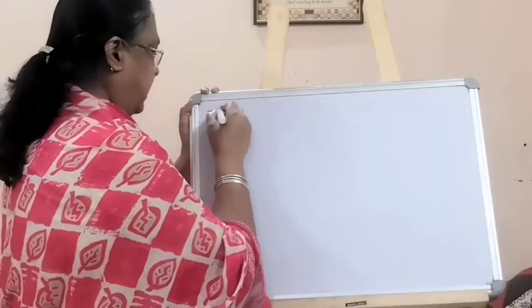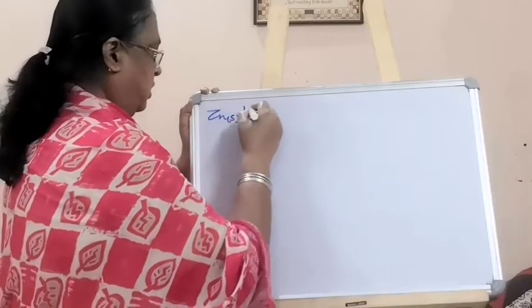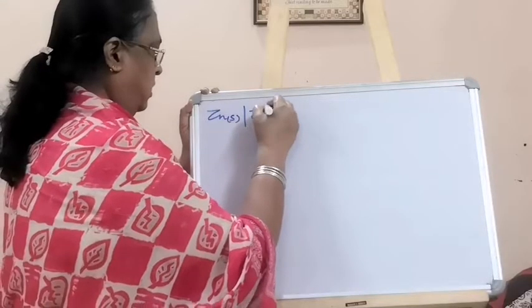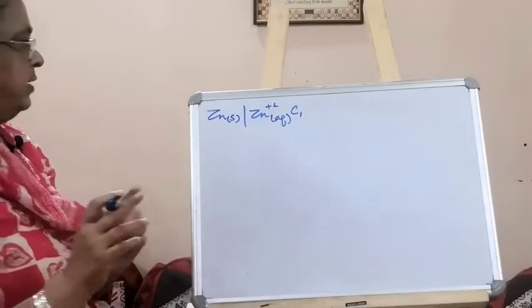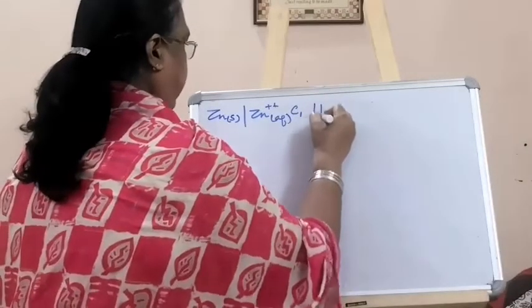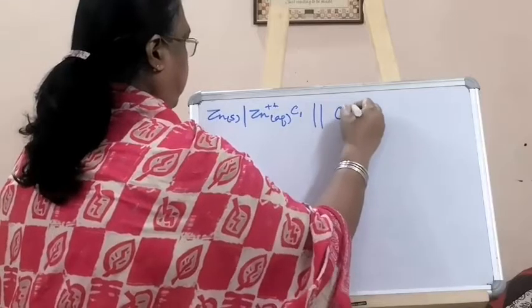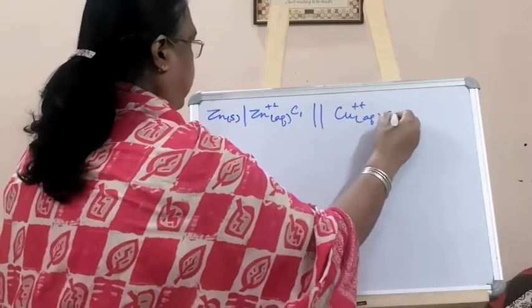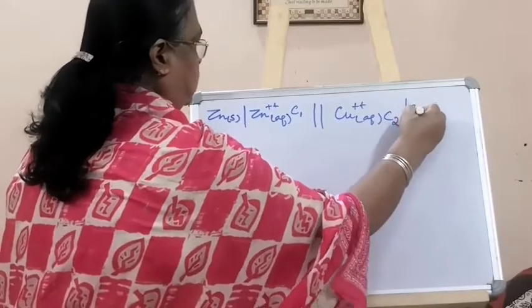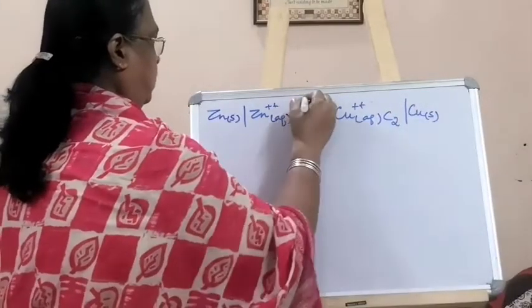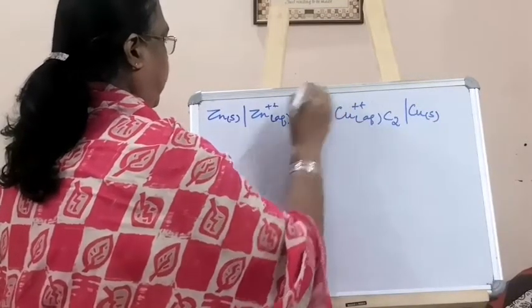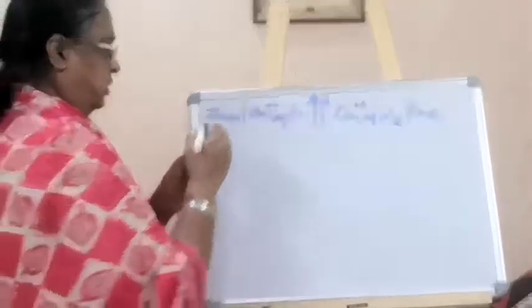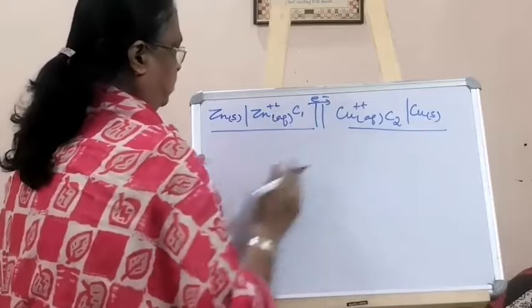So if I have a cell like the one I showed you, solid zinc over aqueous zinc ion having concentration C1, where C1 is not 1 molar, separated by a salt bridge from aqueous copper ion having concentration C2, containing solid copper as the electrode, and electrons flow from anode to cathode. So this is our anode and this is our cathode.